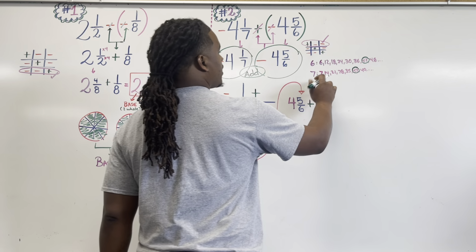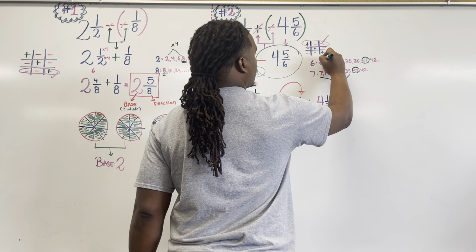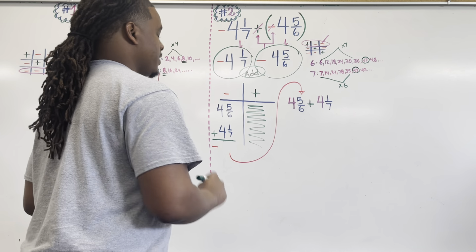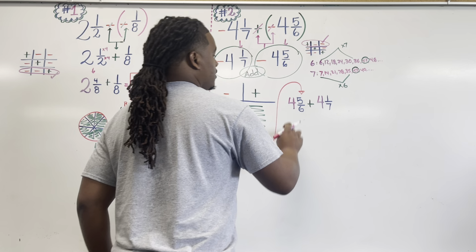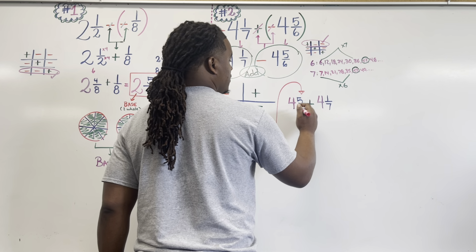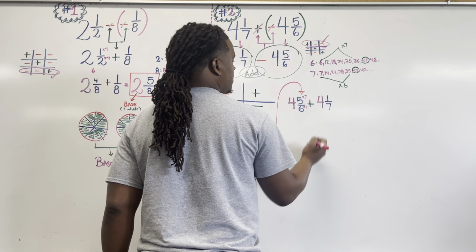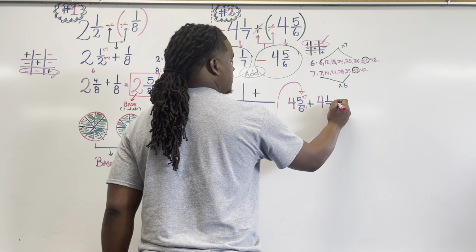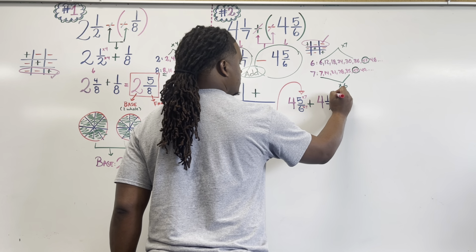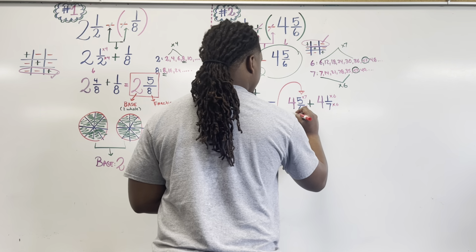In order for me to go from 7 to 42, I had to multiply by 6. In order for me to go from 6 to 42, I had to multiply by 7, right? So the fraction with the denominator of 6, we're going to multiply by 7 because 6 times 7 equals 42. And the fraction with the denominator of 7, we're going to multiply by 6 because 7 times 6 equals 42. All right? So now let's go ahead and solve.